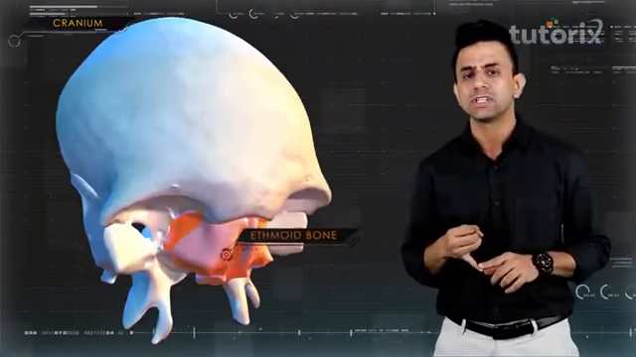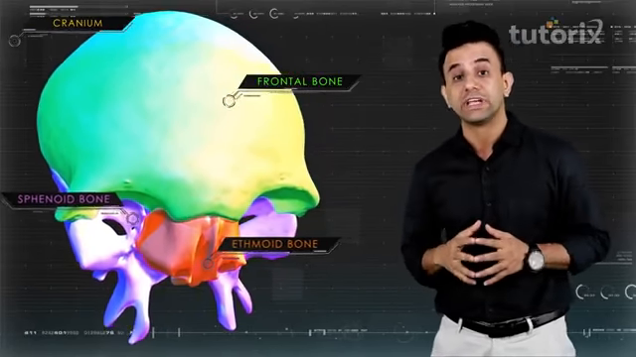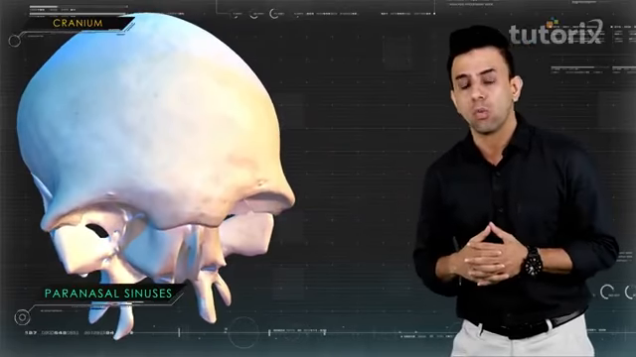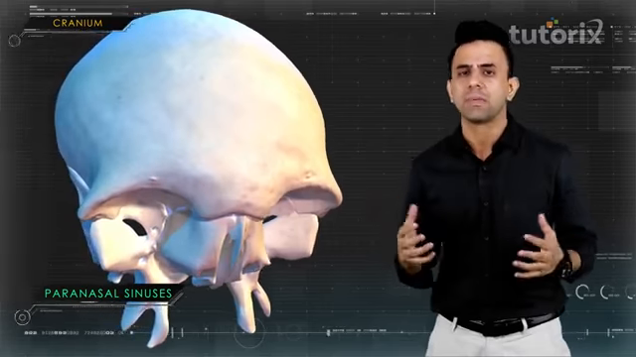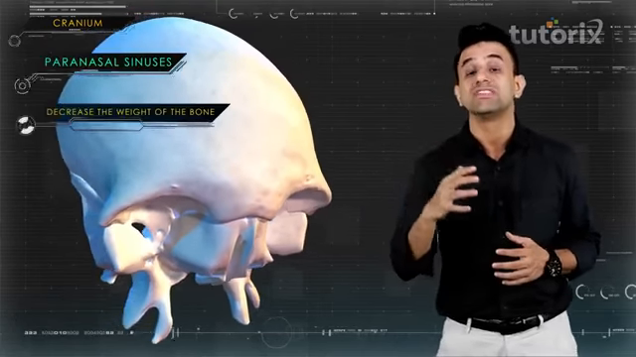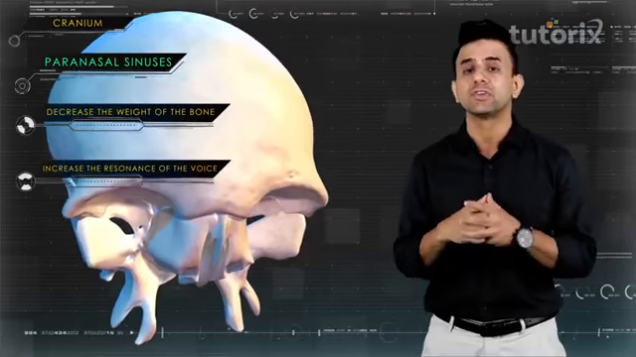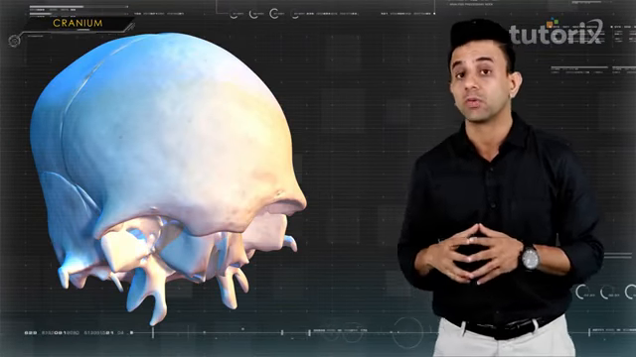Well, the ethmoid, frontal, and sphenoid bones have small spaces between them, and these are known as paranasal sinuses. Well, what are the functions of paranasal sinuses? Friends, the paranasal sinuses decrease the weight of the bone, and they also increase the resonance of the voice, especially when you sing and hum. So let's talk about each of the individual bones of the cranium.